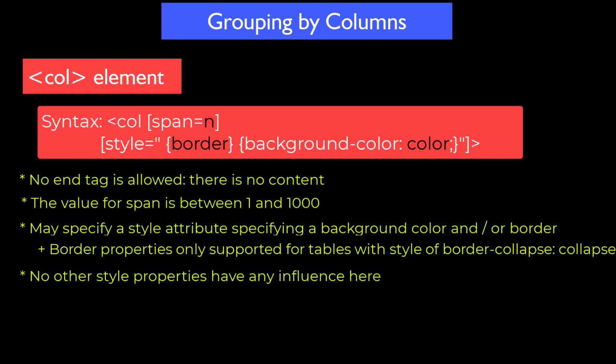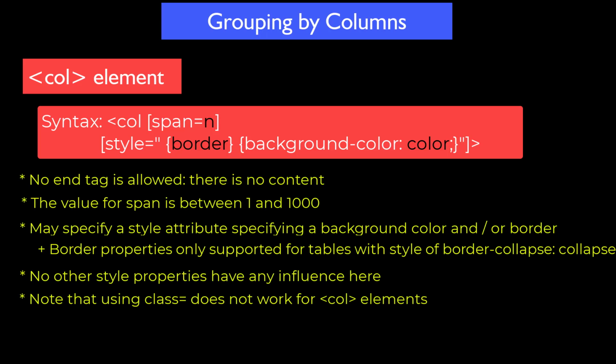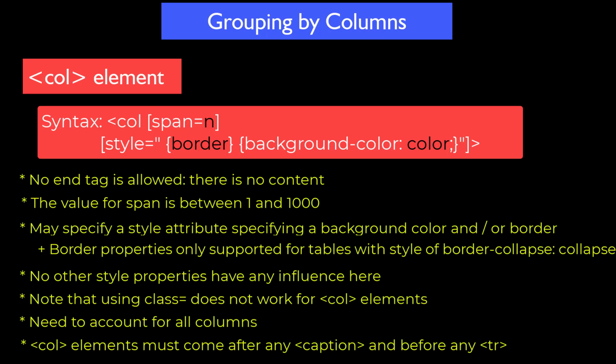No other style properties have any influence here. Note that using class equals does not work for col elements. You need to account for all columns up to the last that you are spanning. That is, some number of col and col_span equals. You should have all columns accounted for. Col elements must come after any caption and before any row elements, TR elements.